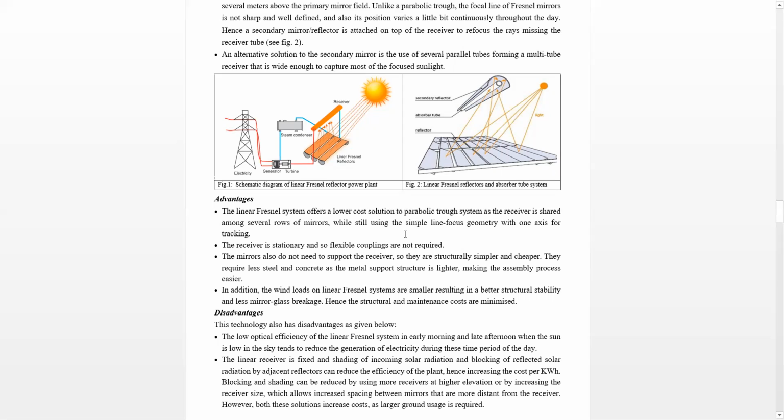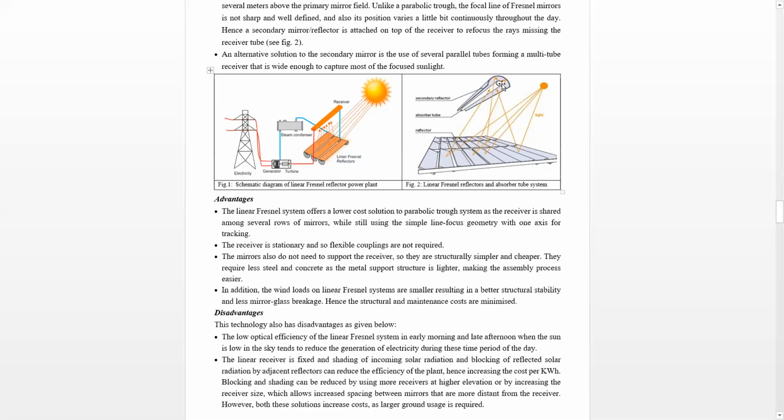While still using the simple line focus geometry with one axis for the tracking, right? Second advantage is the receiver is stationary, and so flexible couplings are not required. So you see in case of the parabolic trough collectors, the receiver tube is also tracking. So at the ends, the connections should be flexible in case of the parabolic trough collector. Whereas in this case, linear Fresnel system, the absorber tube is fixed, so the flexible couplings are not required at the ends, right? The third point is the mirror also do not need to support the receiver.